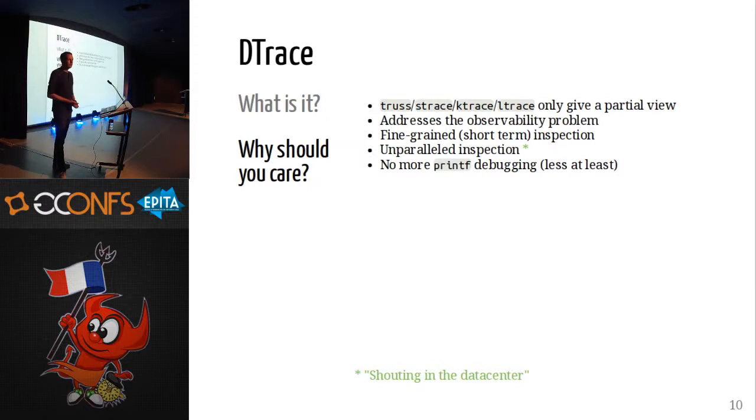DTrace also addresses the observability problem. What that means is when you inspect or observe something, the thing you're observing is affected by you looking at it. For example, if you're ktracing an application, it may behave differently from when it's running un-ktraced. That's quite the opposite of what you want, since you're observing, for example, bad behavior, and you want to see why that's happening, and you're ktracing it, and it may end up doing something else or behaving in slightly different ways than it otherwise would.